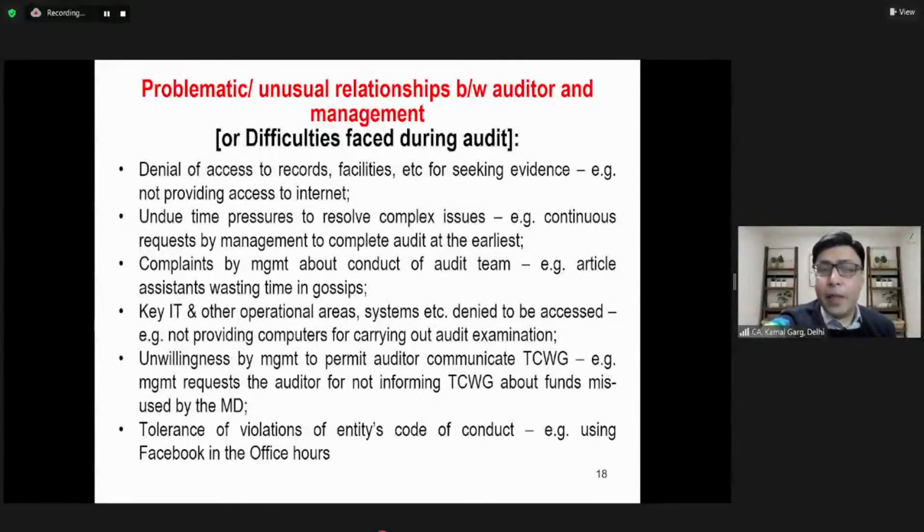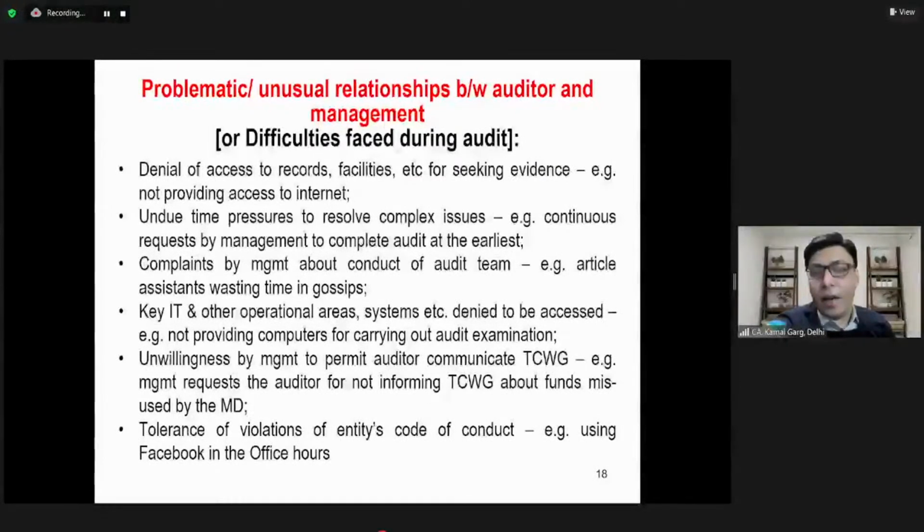Then is complaints by the management about conduct of audit team. For example, article assistants are wasting time in gossips. So I send my article assistants to the client's place to carry out the audit, but article assistants are ordering pizza over there. They are having gossips. So client gave me a phone call and said, Kamalji, your boys are not completing the audit. So in this way, what will happen? The kind of relationship between the auditor and client will get tough, because client will be under the impression that team is bad. Auditor will be under the impression that client is not cooperating. So ultimately, misstatements will not be coming up.